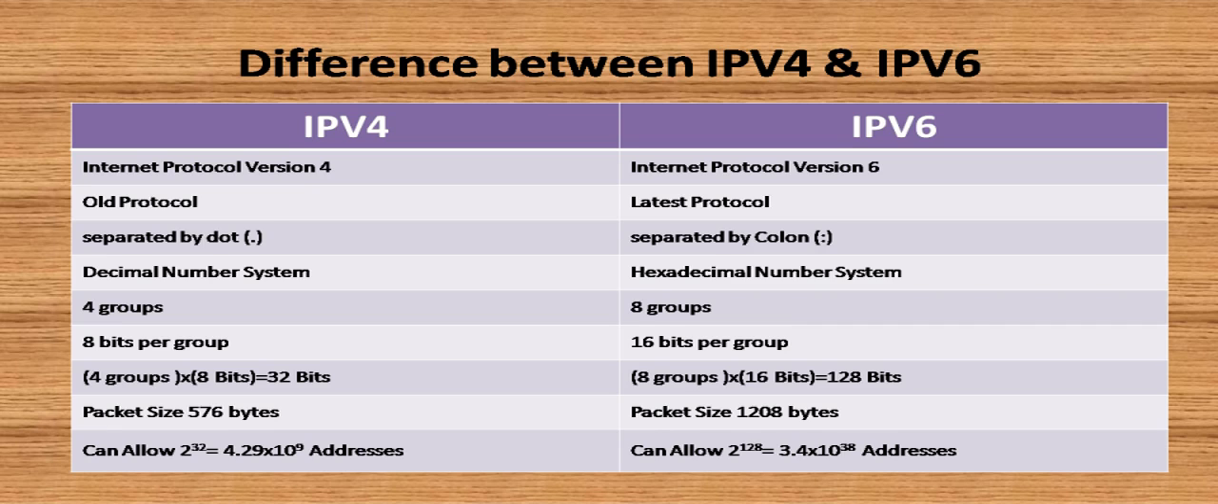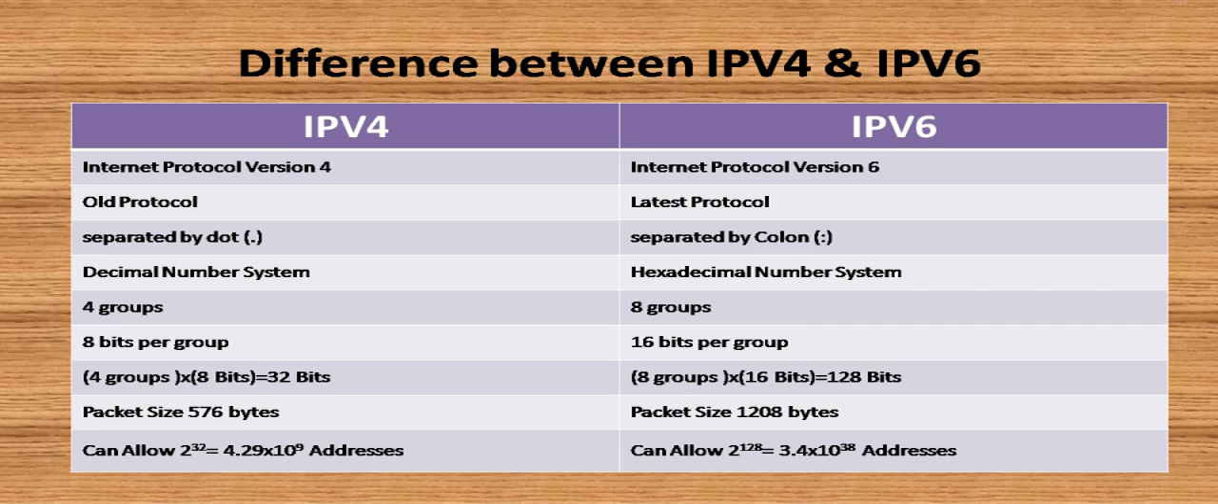In the IP address of IPv4, each group contains 8 bits per group. In the IP address of IPv6, there are 16 bits per group. As you know, each group contains 4 hexadecimal numbers, and each hexadecimal number contains 4 bits. So multiplying 4 with 4, we get 16 bits. So IPv6 address contain 16 bits per group.